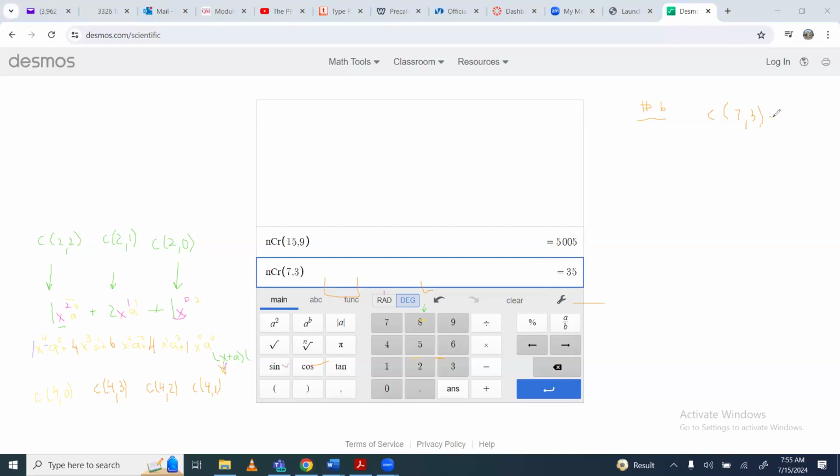Of course, you can use the formula if you like, but I would say you don't want to make a mistake in your arithmetic. That's why I would recommend you not use the formula. Just put it in the calculator.